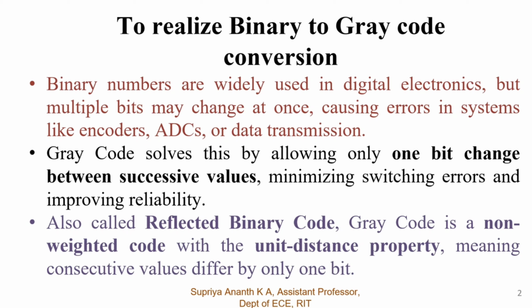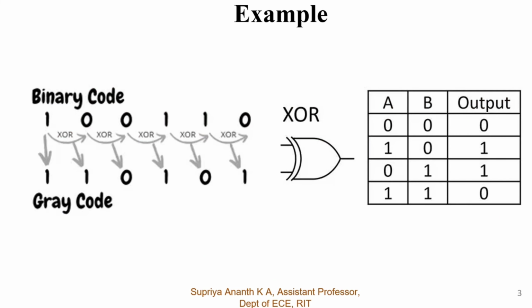In other words, the gray code solves this by allowing only one bit change between successive values, which will minimize the errors and improve the reliability of the data transmission. The gray code is also called the reflected binary code. It is a non-weighted code with the unit distance property, meaning consecutive values differ by only one bit. We shall see an example for the conversion of binary to gray code.